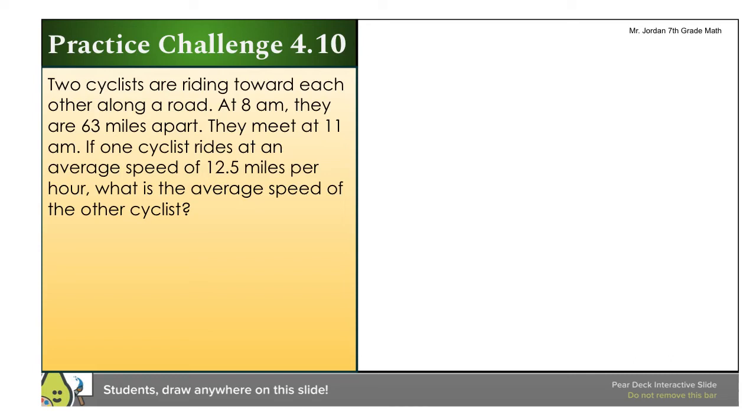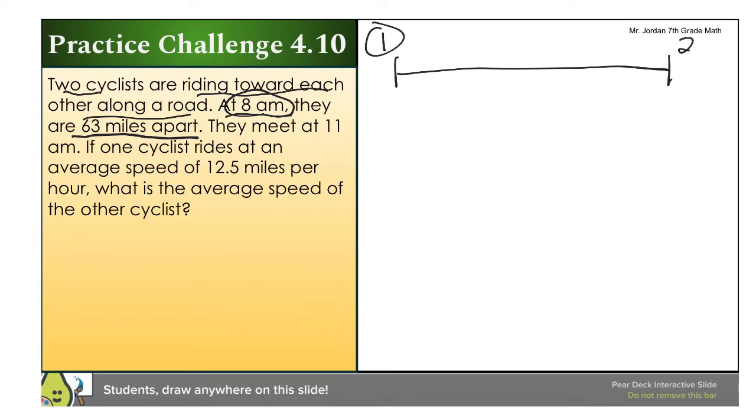In 4.10 practice challenge, it says two cyclists are riding toward each other along a road. So this question is very similar to our exit ticket and practice challenge, but we have cyclists and they're on a road. So at 8 a.m., they're 63 miles apart. So I have my road, bicyclist 1, bicyclist 2. They're 63 miles apart. They're traveling towards each other. And they start at 8 a.m.